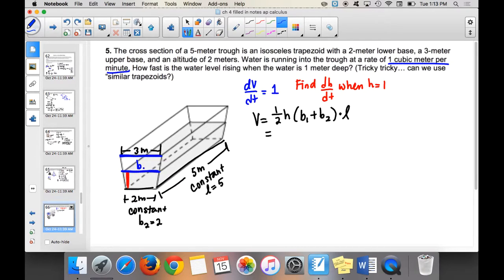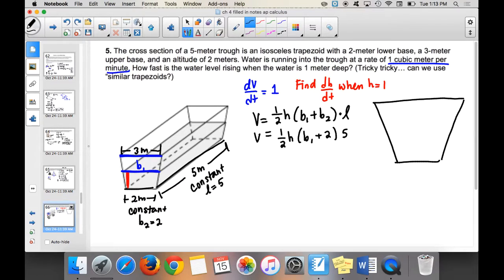So the key to doing these problems is if we can get it in a single variable, we're good. So we could start out by plugging in the constants. We're like, okay, well I know b2 is 2. I know my length of the trough is 5, so I at least have that. But you should always be able to draw a sketch so that h and b1 are related as well. So here's the sketch. So off to the side, kind of draw a trapezoid. You probably want it somewhat big so you can sketch on it.